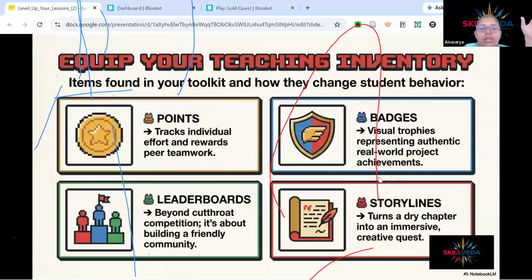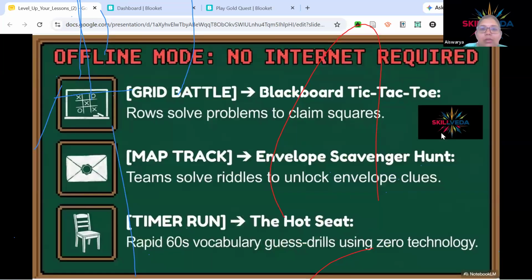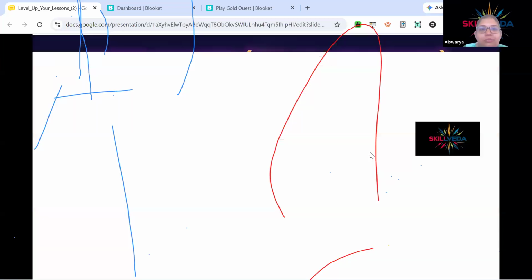So make sure you are engaging your students with a lot of points, badges, leaderboards, kind of stuff, where you are trying to turn your dry syllabus into a creative quest, with real-time achievement, teamwork, and all that is enjoyed. And all this, not just for digital tools, you can even create tic-tac-toes for your students, scavenger hunts, or have hot seat kind of games.